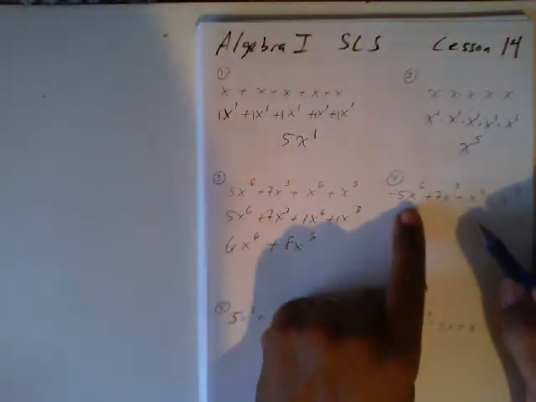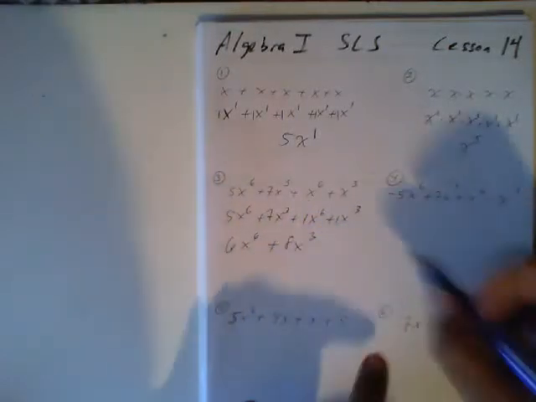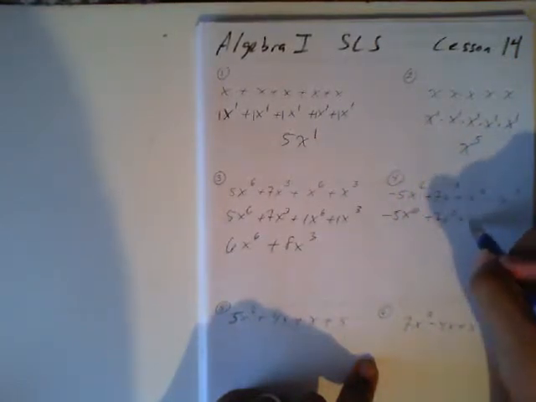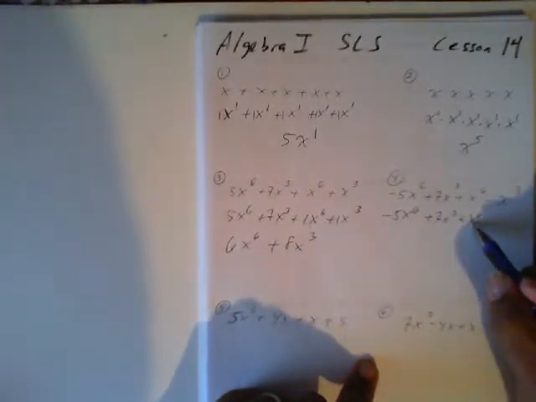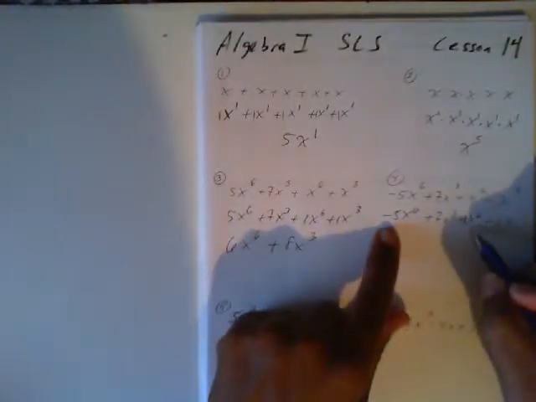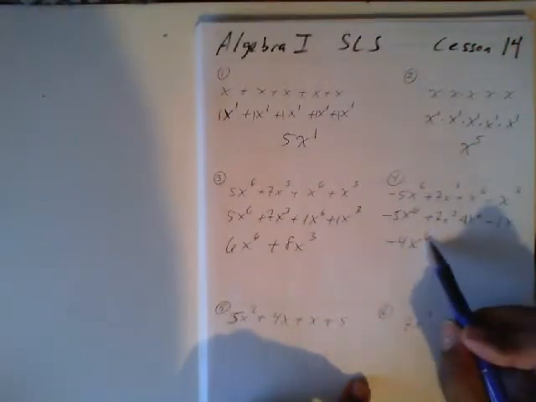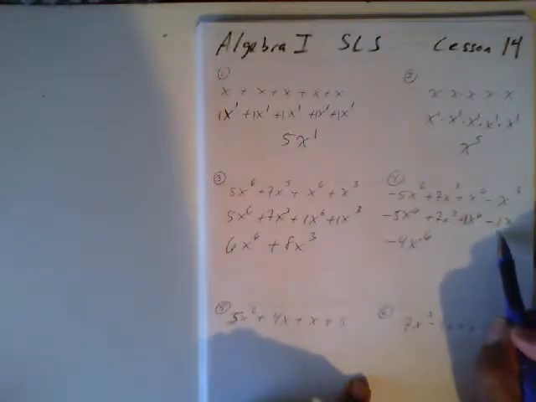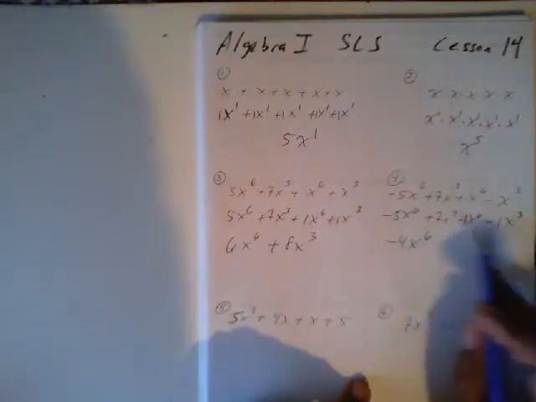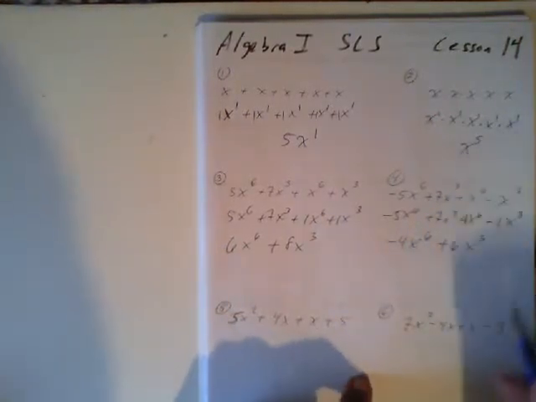Here my like terms would be the x to the 6's. This is -5 of them, and this is 1 of them. So we're going to combine the -5 with the 1 here on the x to the 6. And when we combine these, we'll get a -4x to the 6th power. Again, powers do not change when adding and subtracting like terms. And I forgot my 3 here. But we have like terms here, so the 7 and -1 can be added together, and that becomes a +6. And that's x to the 3rd.